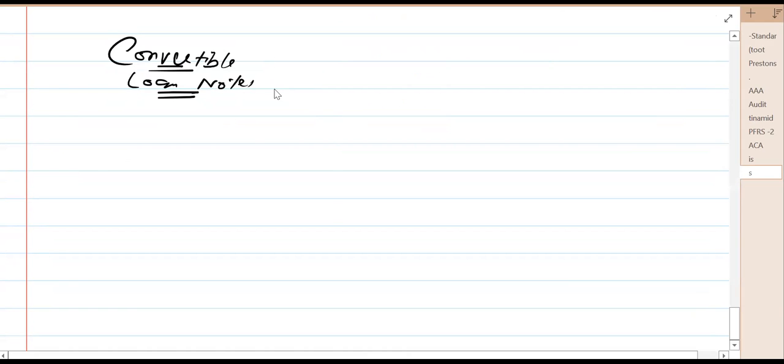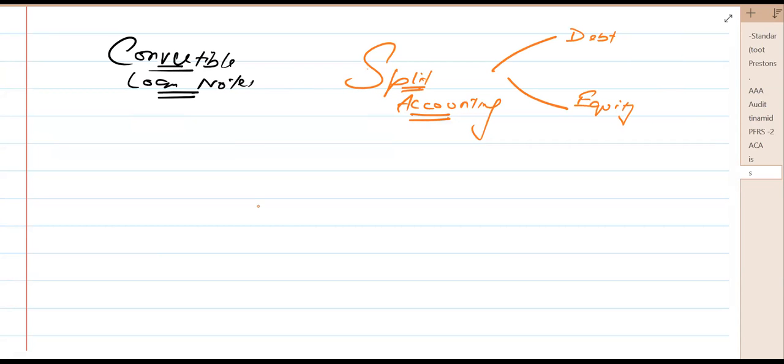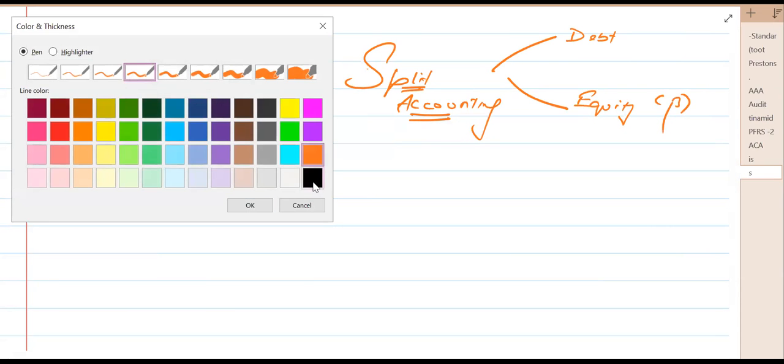So the convertible loan notes are recorded using what is named split accounting. Split accounting means that you need to distribute your convertible loan note into the debt portion and the equity portion. The equity portion is actually the remainder, as a balancing figure. So there is a very, very easy format.